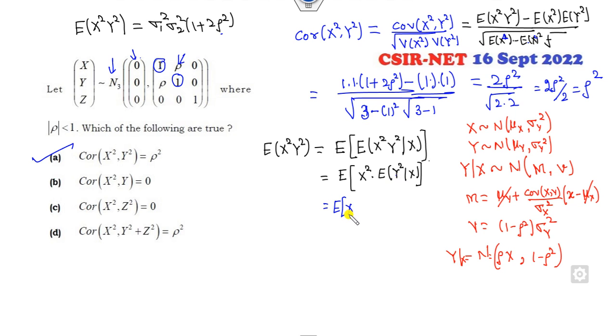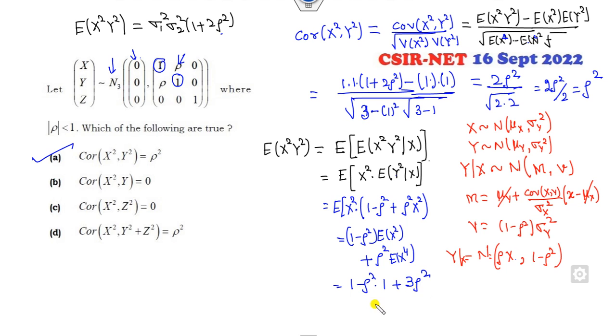Now we need y square. How can you find y square? I can use the concept of the variance plus the expected value squared. Now you can open this bracket: 1 minus rho square is outside, times x square, plus rho square outside times x4. So what is that? It is 1 minus rho square into 1, plus rho square times 3 sigma square. Again you can see it is the same as you obtain here, but if you remember the shortcut tricks, there is no need to solve it like this.